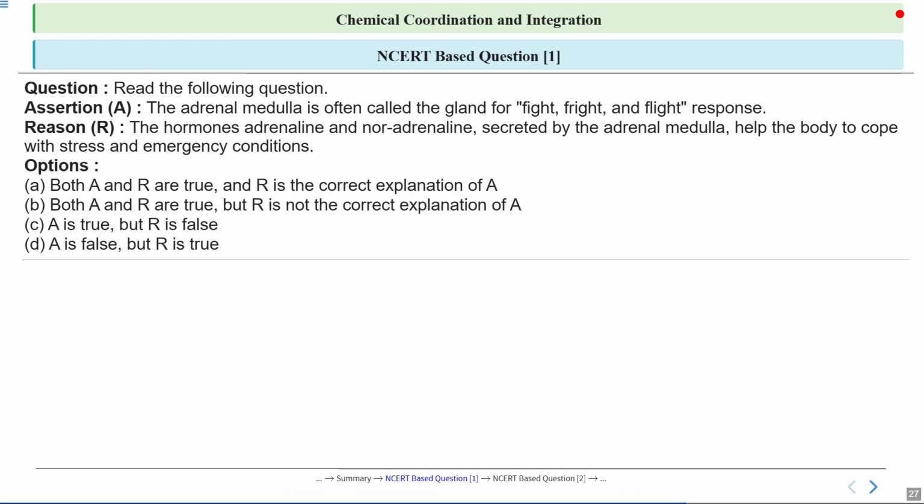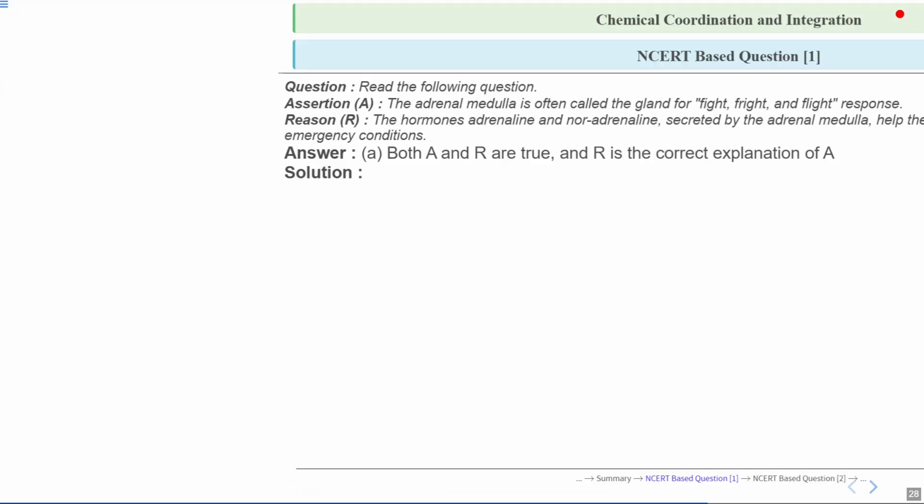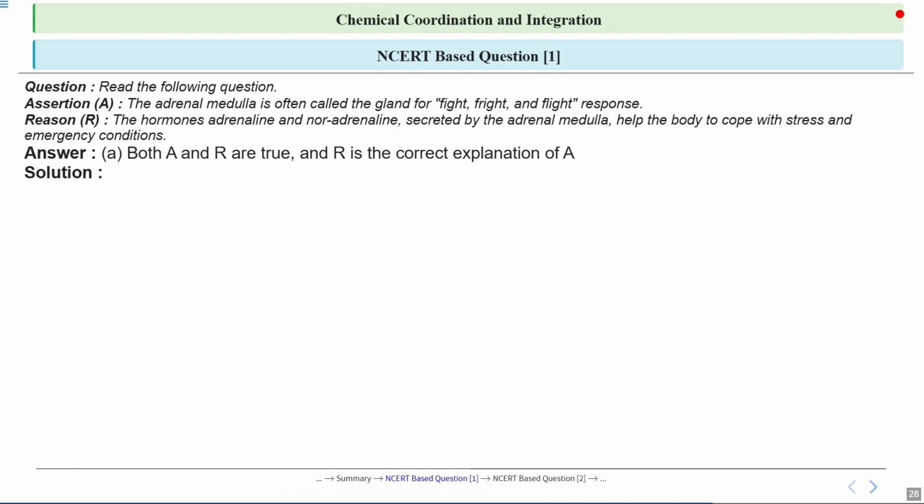So let's discuss some NCERT based questions. This is an assertion reason type question, and here the assertion is: the adrenal medulla is often called the gland for the fight or flight response. The reason given: the hormones adrenaline and noradrenaline secreted by the adrenal medulla help the body to cope with stress and emergency conditions. We have been given four options. Let's see the correct one. Here, both assertion and reason are true, and the reason is the correct explanation of the assertion. Let's see the answer in detail.